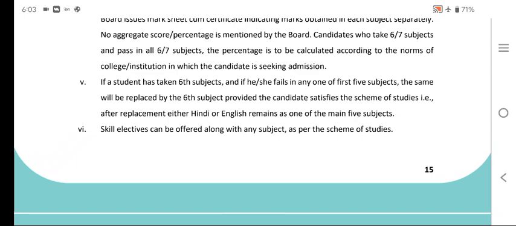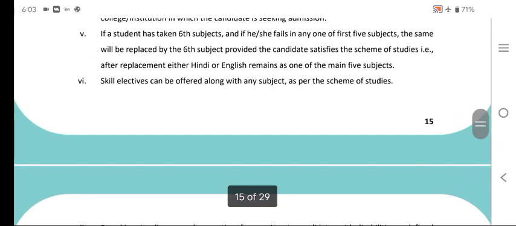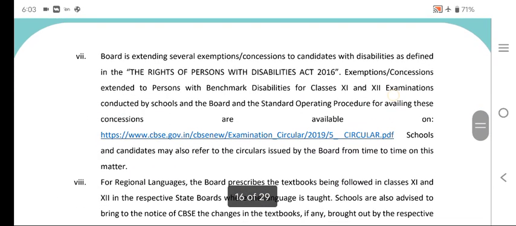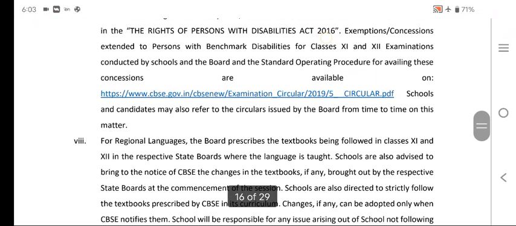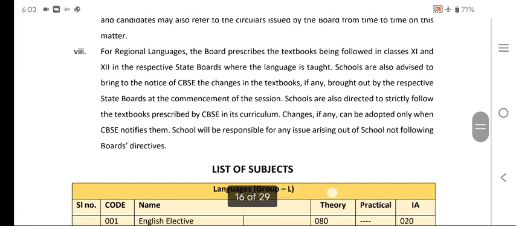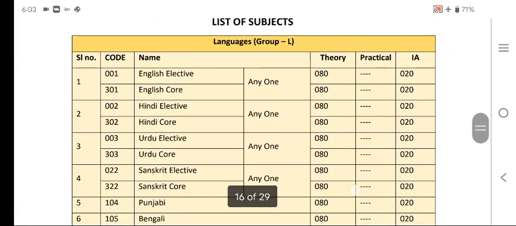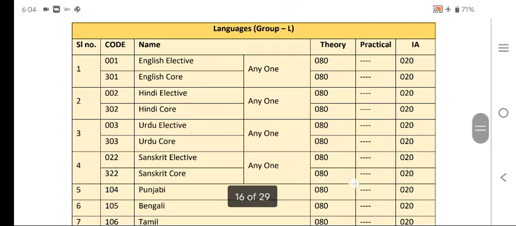Skill or elective subjects can be offered along with any subject as per the scheme of studies. And the board is extending several exemptions and concessions under the disability rights regarding CWSN candidates. For the regional language, I have already told you, and this is the list of language subjects. If you have taken English core, you cannot take English elective. If you have taken Hindi elective, you cannot take Hindi core. If you have taken Urdu core, you cannot take Urdu elective, and Sanskrit also.